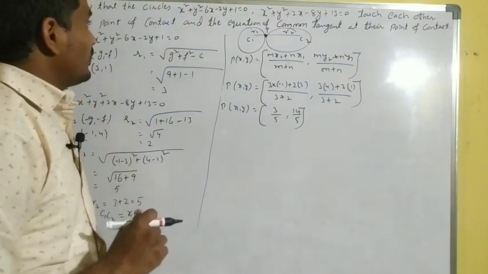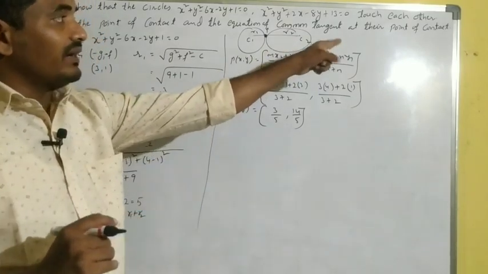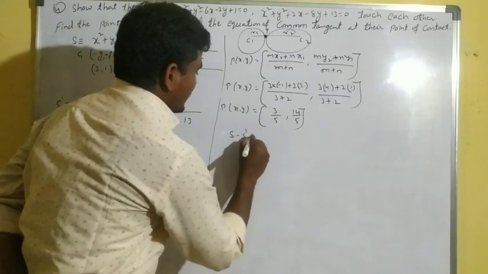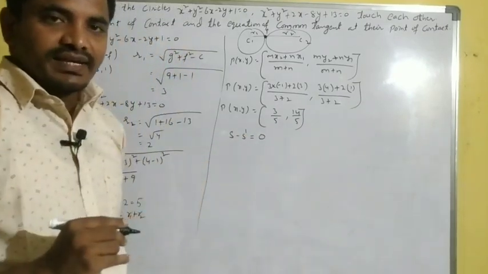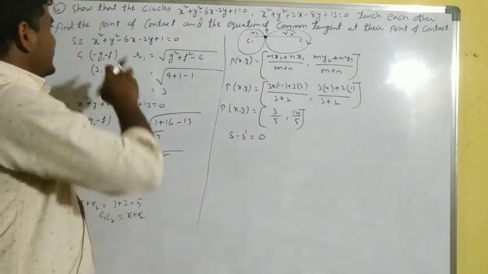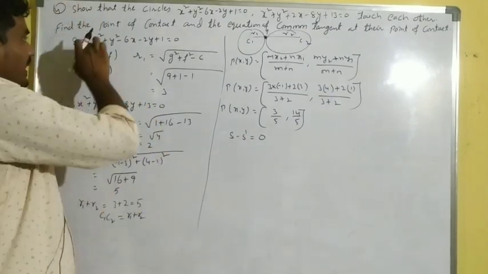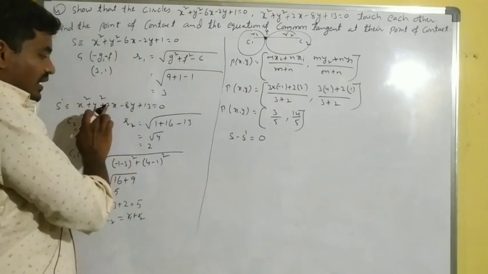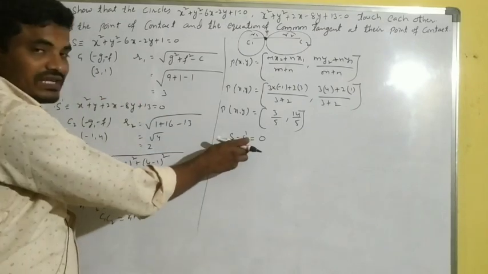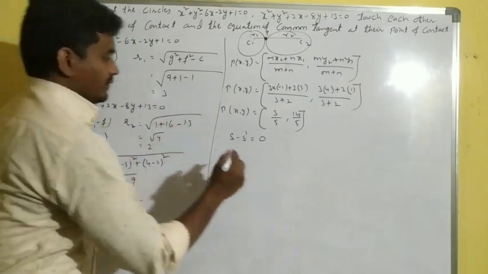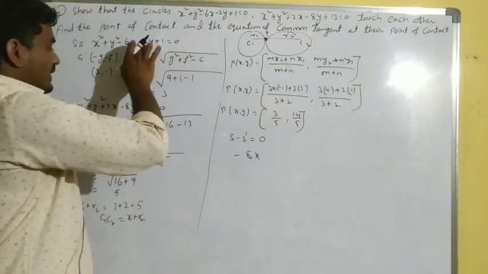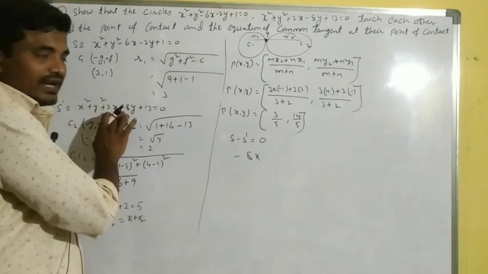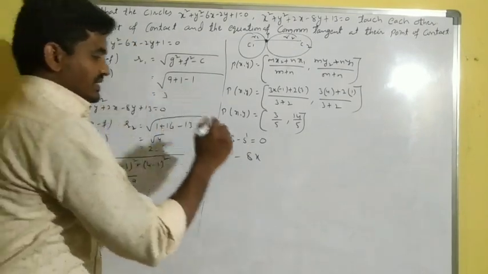And next we have to find the common tangent at their point of contact. The common tangent formula is just S minus S dash equals 0. S is nothing but this, and this is S dash. x square minus x square is 0. y square minus y square is 0. Minus 6x minus 2x, we are doing subtraction, minus 6x minus 2x is minus 8x. Minus 2y, and this becomes the opposite sign because here it is minus, so it is plus 8y. Minus 2y plus 8y is plus 6y.